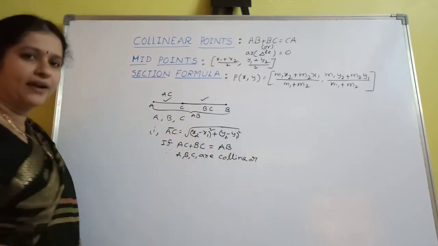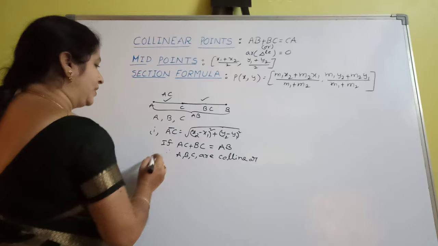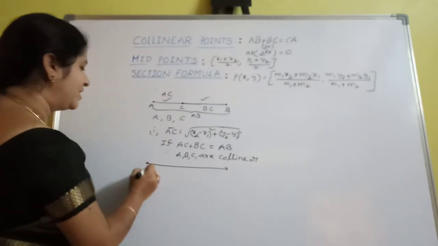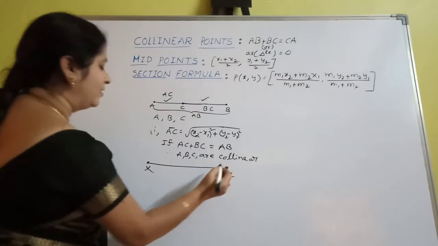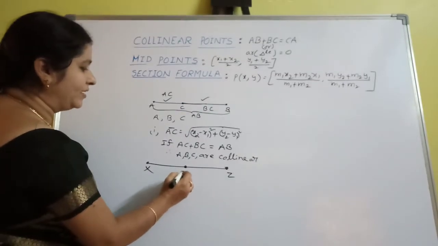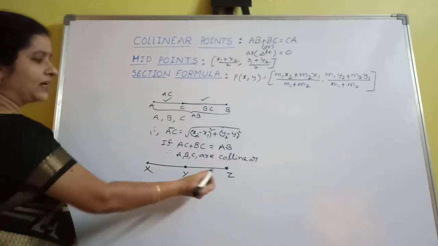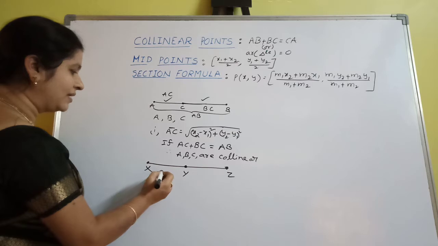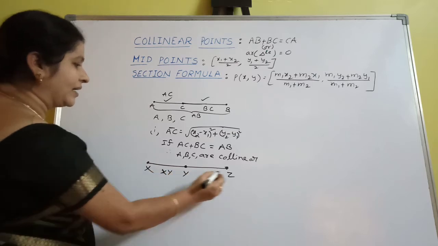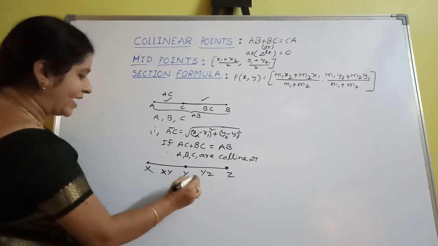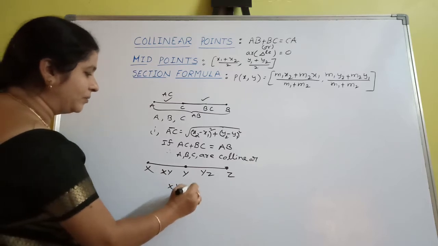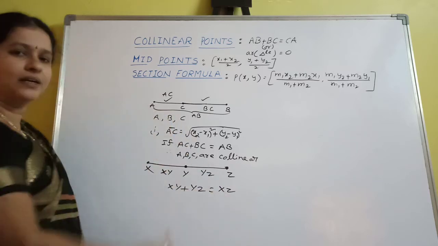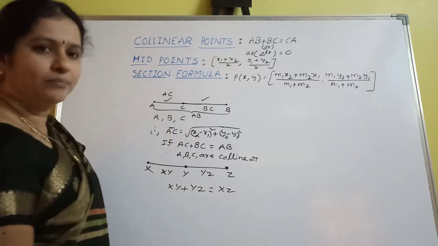This is not a standard value. Suppose you take X, Y, Z. Suppose it is the XZ line, and another point Y is here. So what is the condition to prove these 3 are collinear? This is the first line segment XY, second line segment YZ. So XY plus YZ equal to total line segment XZ. So this is the condition for collinear points.